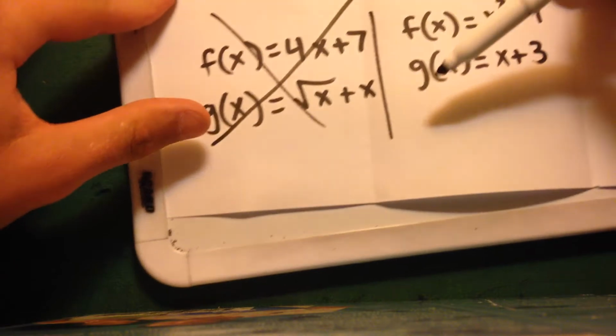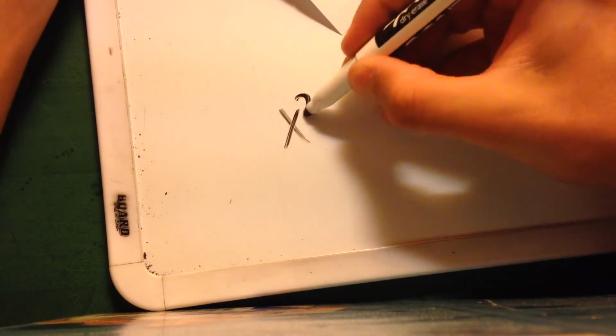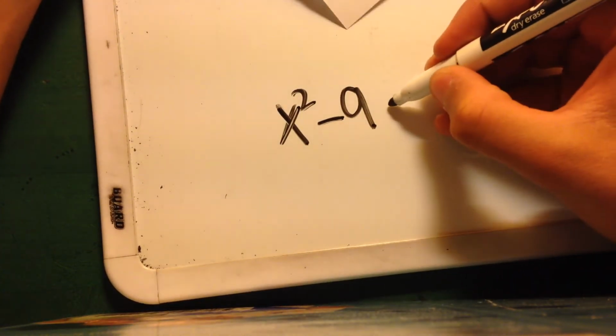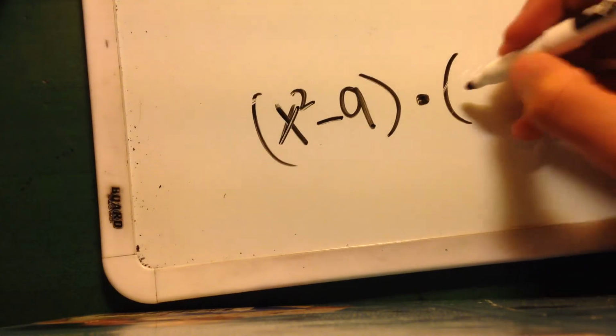So what is f of x? Let's forget about this. Let's forget about that. We're just focusing on here. So f of x is x squared minus 9. Just going right here. X squared minus 9. And then we're just going to multiply it by, put in parentheses, g of x. And g of x is just x plus 3.